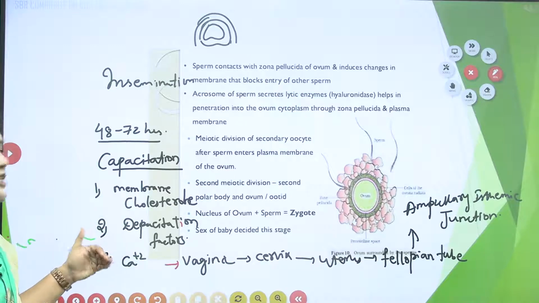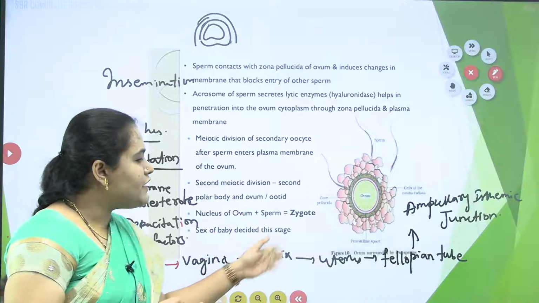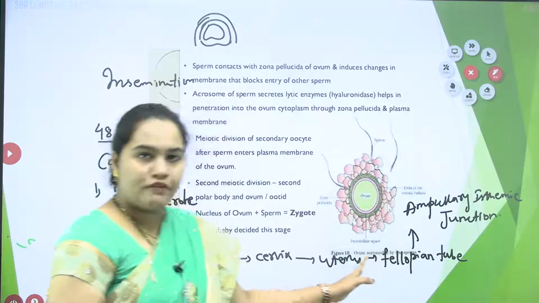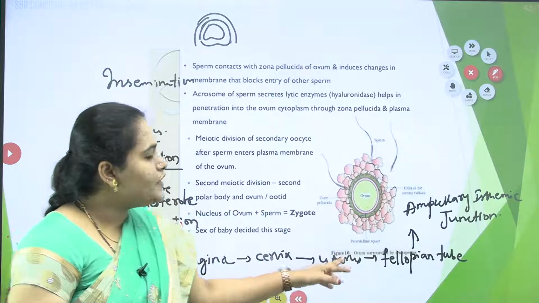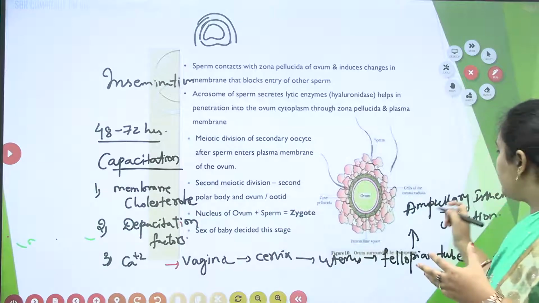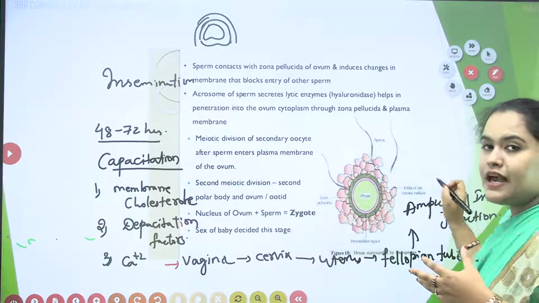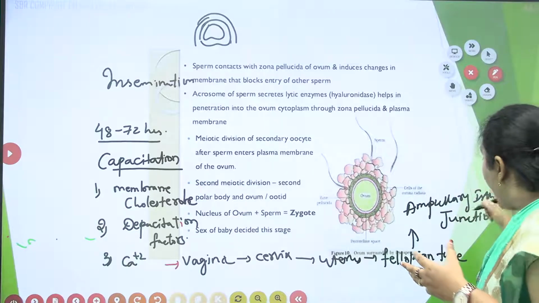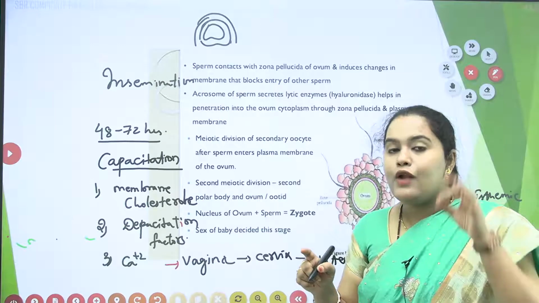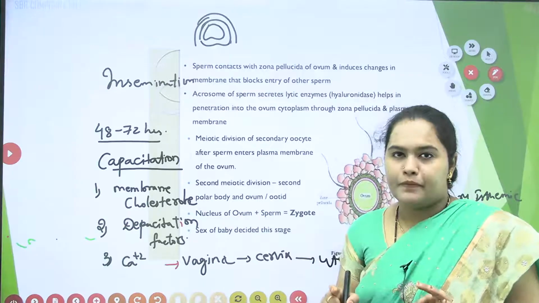After capacitation, the movement of the sperm will be there. It crosses the vagina, crosses the cervix, then goes to the uterus. After crossing the uterus, it goes to the fallopian tube, where there is a junction, the part where the ampulla continues with the isthmus, that is the ampullary isthmic junction. Here, in this junction, fertilization takes place, when the ova will be there.